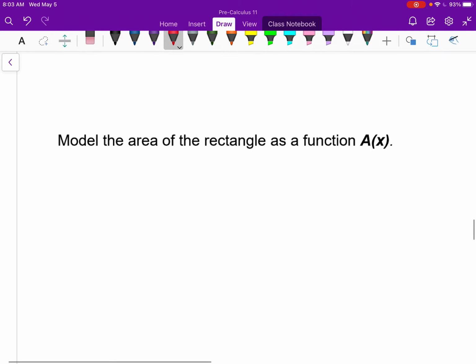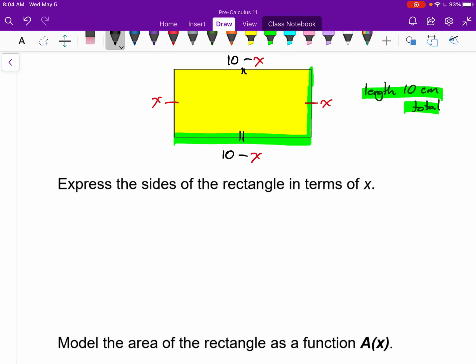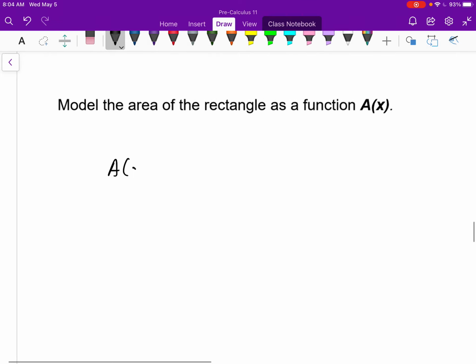Model the area as a function A of x. So area as a function of x. So area of a rectangle is just length times width, base times height, however you want to think about it. In this case, x times 10 minus x. So area as a function of x is, I'll put the x first, doesn't really matter, x times 10 minus x. And I'm done. Although, I can write this in different forms.